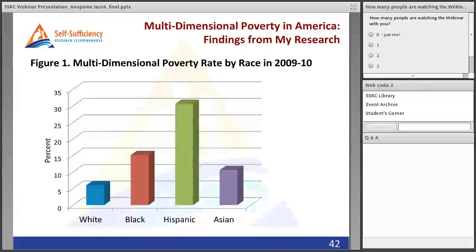Figure one shows the multidimensional poverty rate by race. I present findings for four main racial groups: whites, blacks, Hispanics, and Asians. What is striking is that whites have the lowest poverty rate, around 6%, while Hispanics have the highest rate, around 30%, based on this multidimensional measure.